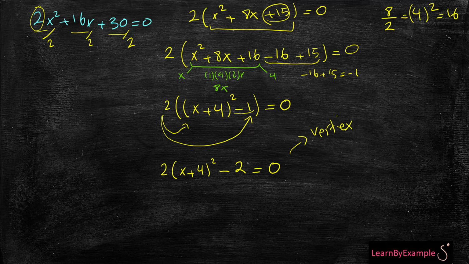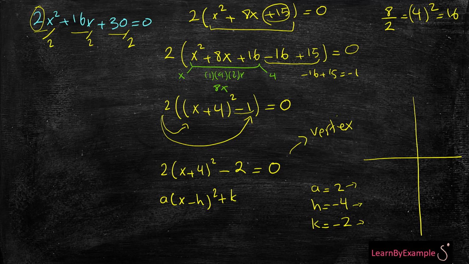Now, what I know here is that if I look at the standard form, a(x - h)^2 + k, my a value here is 2, my h value is negative 4, and my k value is minus 2. So what I know is that a is going to stretch my graph in the y direction, h is going to move my graph 4 units to the left, and minus 2 is going to move my graph 2 units down.